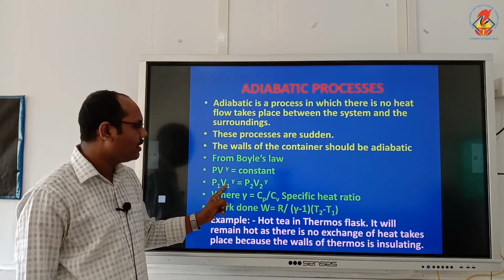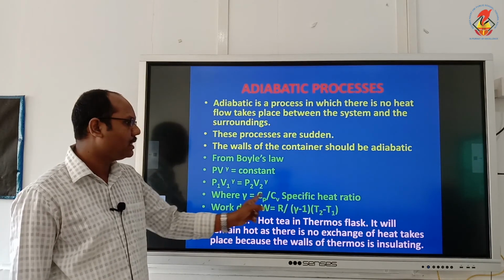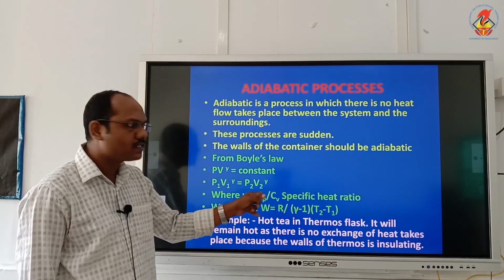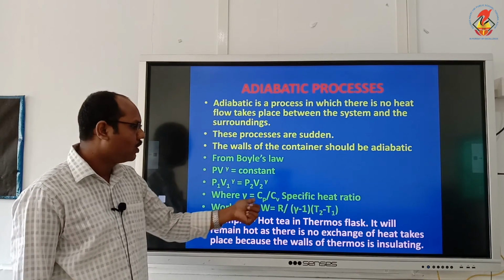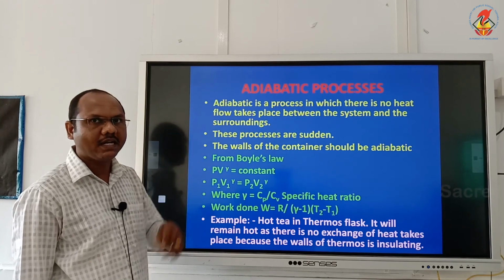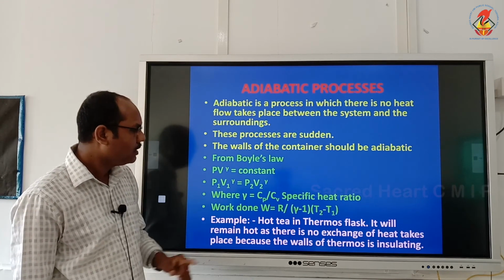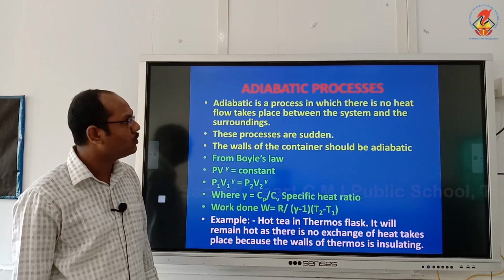So P1 V1 raised to gamma equals P2 V2 raised to gamma, where gamma is the ratio of specific heats, Cp by Cv. We have studied the value of gamma for monoatomic, diatomic and triatomic gases in the previous video. So P1 V1 raised to gamma is equal to P2 V2 raised to gamma.